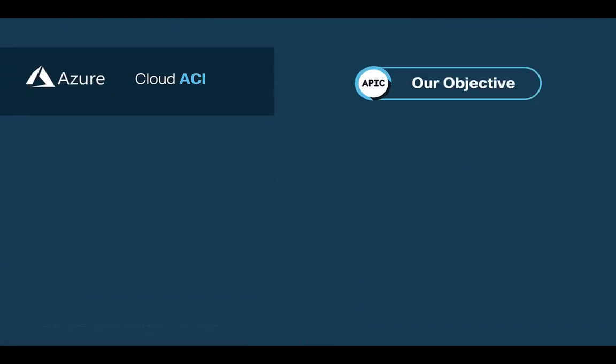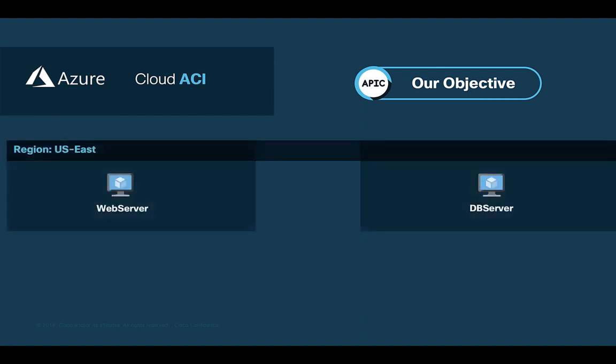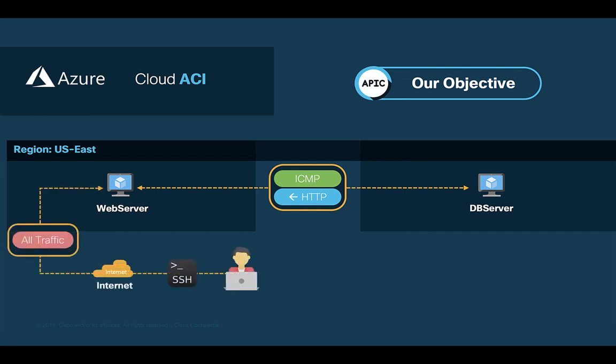Our scenario for today is simple. We want to connect a web server VM to a database VM running on Azure and only allowing ICMP and HTTP traffic between them. I will also need to provide internet access to my web server VM, since I will want to connect to it via SSH directly from my laptop. Are you ready? Let's get started then.